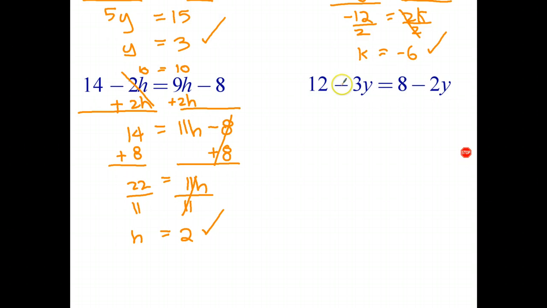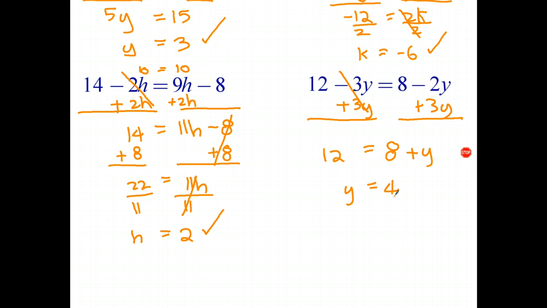Okay, in the last one, well, I've got a minus 3y on the left, subtract 2y on the right. So if I want to keep my coefficient on y positive, I have to add 3y to both sides. Minus 3y plus 3y goes to 0, and 12 minus 0 is just 12. Minus 2y plus 3y is plus y, or 1y. And again, I can just solve this one in my head. I know that 8 plus 4 is 12, so y equals 4.